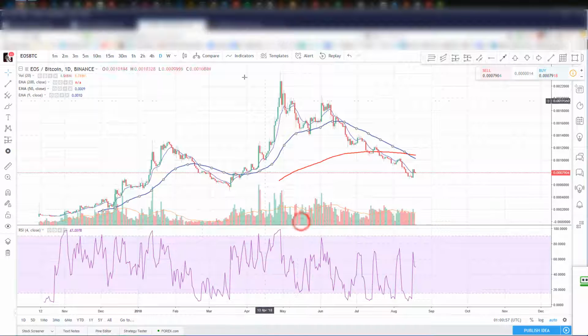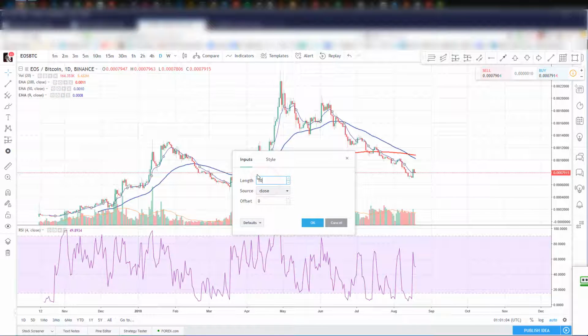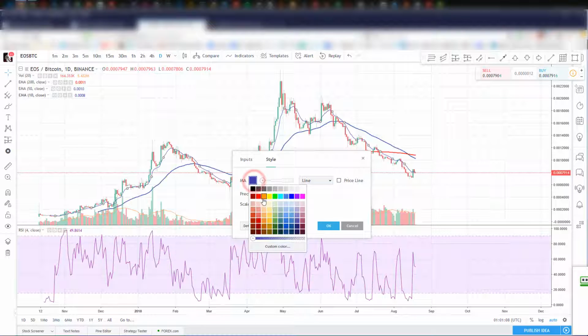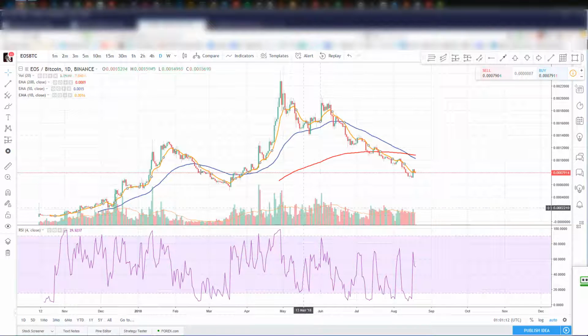Now we want a fast one for crossovers. So we could say 9, and let's actually stick with 10. So let's do 10. And we'll make this one a different color. We'll make this an orange, and we'll make it bigger. Typically, I make my fasters green, and then I make my slowers red.